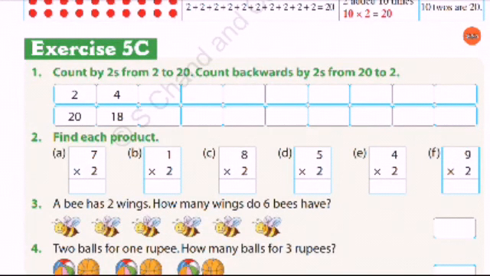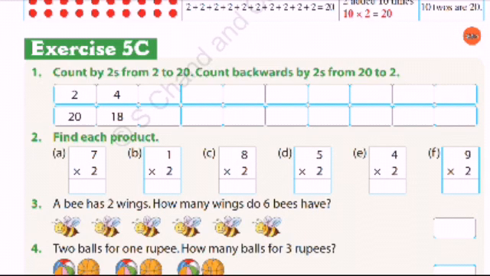Hello everyone, now we are going to start our chapter 5, exercise 5C. See the question. Count by 2s from 2 to 20. Count backwards by 2s from 20 to 2. Counting by 2s means we just have to count the table of 2 from 1 to 10 times. Okay, we just have to count the table of 2.